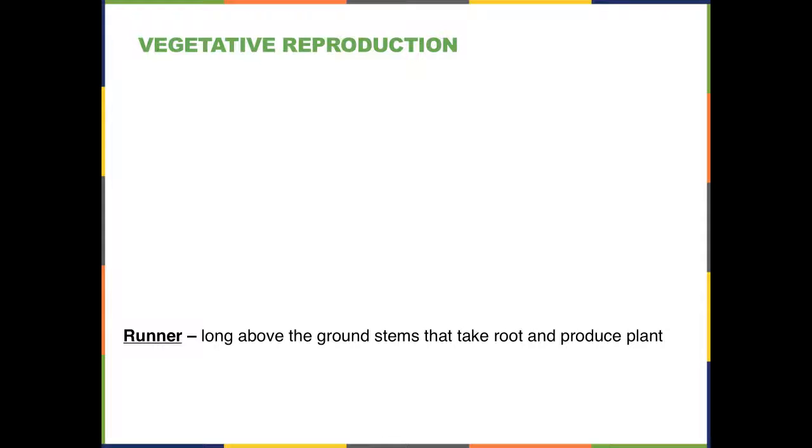We're going to spend some time now talking about the different ways that plants reproduce. The first group of these is called vegetative reproduction. And the first type of vegetative reproduction is called a runner, which is essentially a long stem that runs above the ground and eventually comes to a point where it can take root. And when it takes root, it produces another plant. Now, both of those plants are genetically identical.